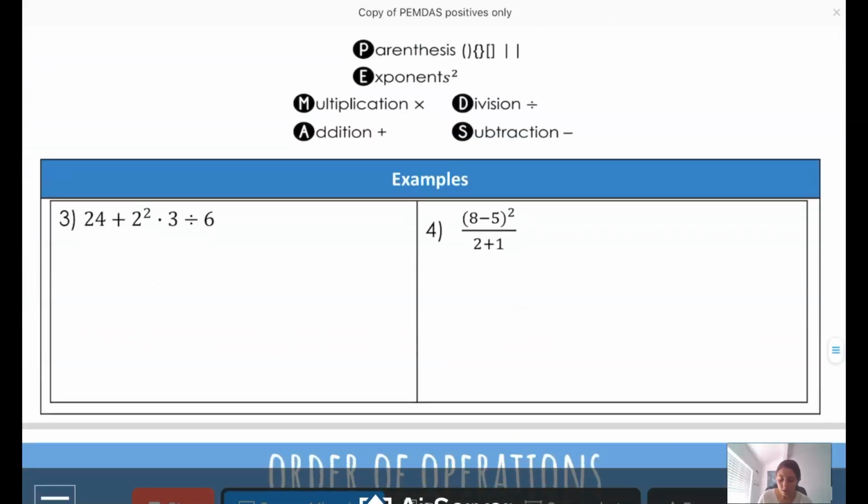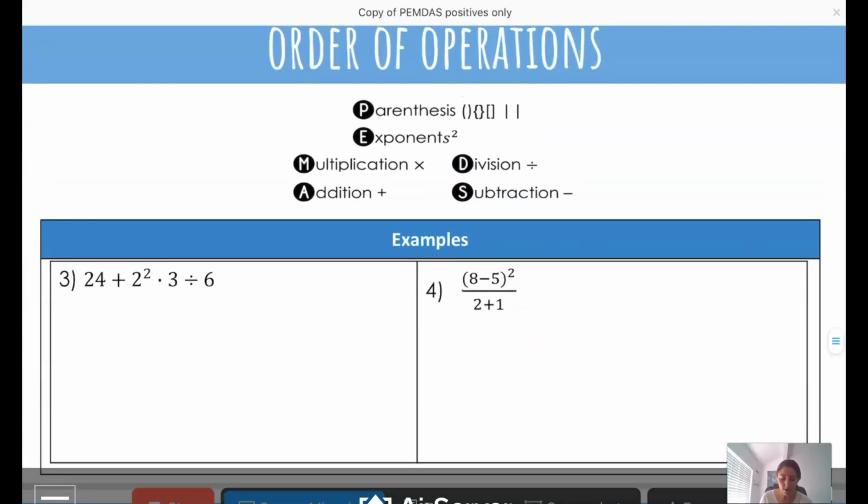All right, let's look at some other examples before I let you try on your own. Number 3 says 24 plus 2 squared times 3. Remember that little dot means multiply. So times 3 divided by 6. All right, well, we don't have any grouping symbols, so we're going to move to exponents.